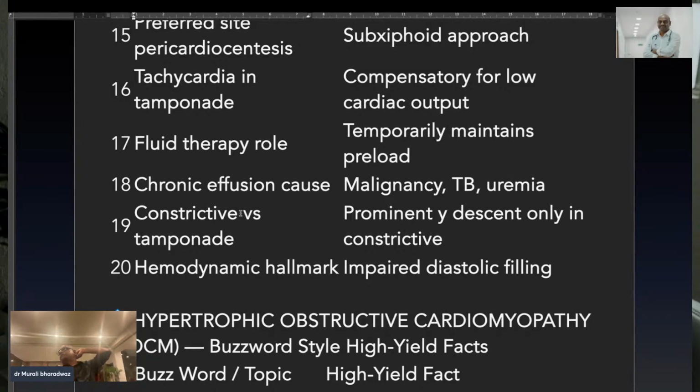Whenever there is chronic effusion, the causes are TB, uremia, and malignancy. And in constrictive versus tamponade, what is the difference? A prominent Y descent is a feature of constrictive pericarditis. Absent Y descent is the feature of tamponade.